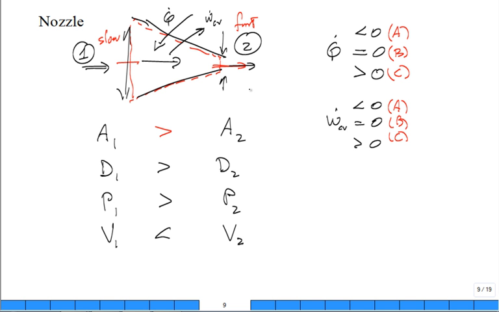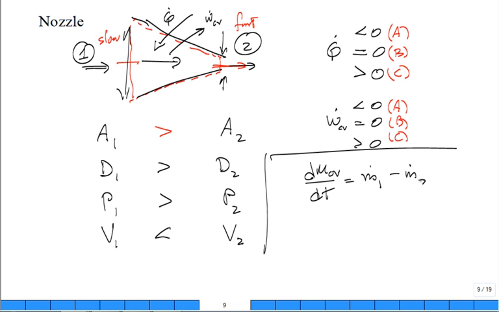All right, let's do this. For this control volume applied to this nozzle, we're going to do conservation of mass, and we're going to do conservation of energy. For the conservation of mass, that's really easy. The rate of change of mass in the control volume with respect to time is equal to the mass flow rate coming in at 1 minus the mass flow rate going out at 2. What about the rate of change of mass in the control volume with respect to time?